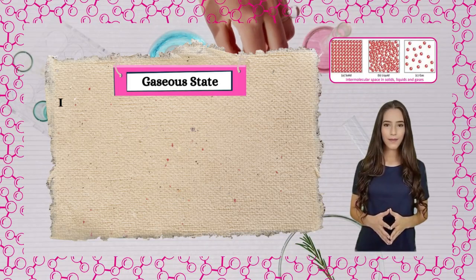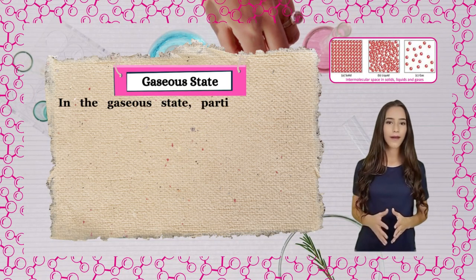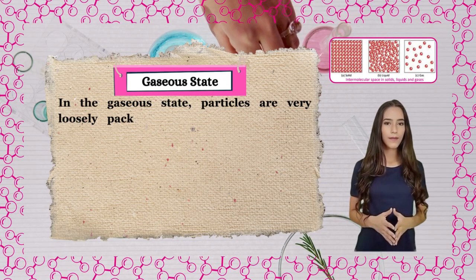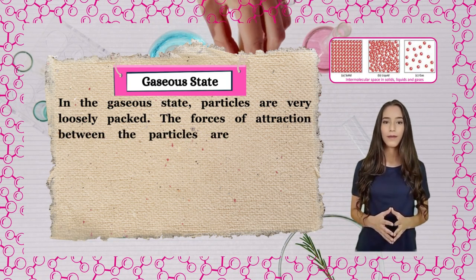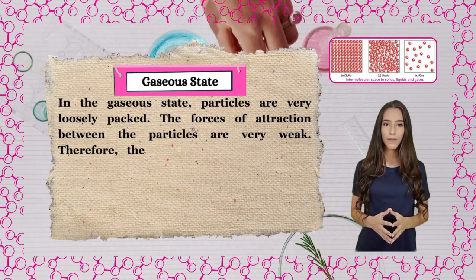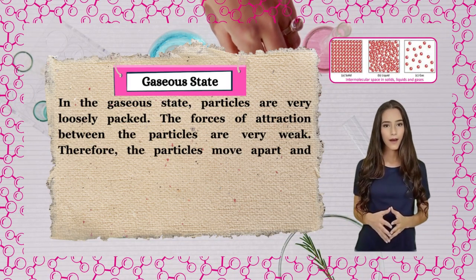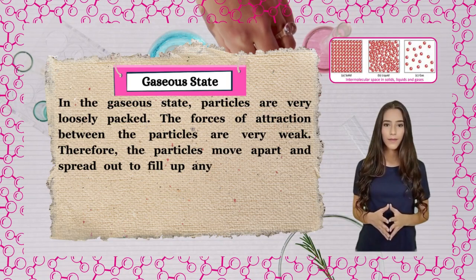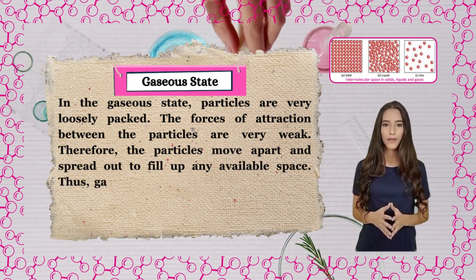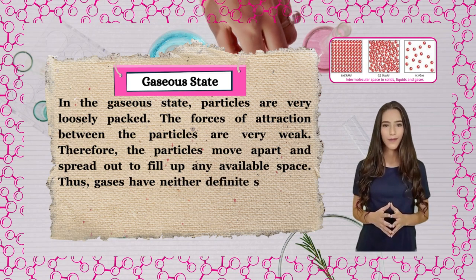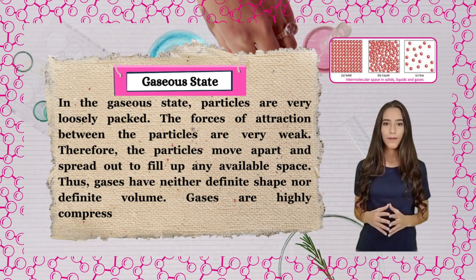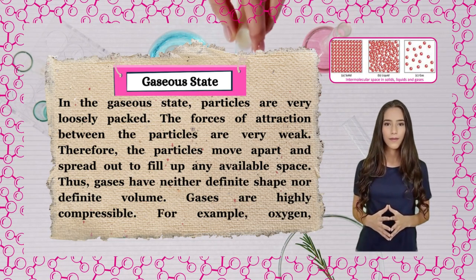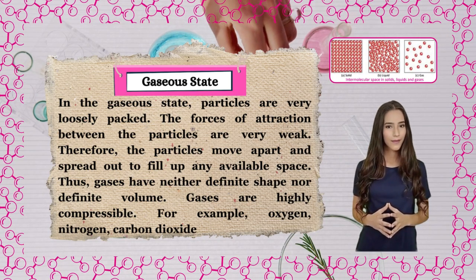Gaseous state. In the gaseous state, particles are very loosely packed. The forces of attraction between the particles are very weak. Therefore, the particles move apart and spread out to fill up any available space. Thus, gases have neither definite shape nor definite volume. Gases are highly compressible. For example, oxygen, nitrogen, carbon dioxide, etc.